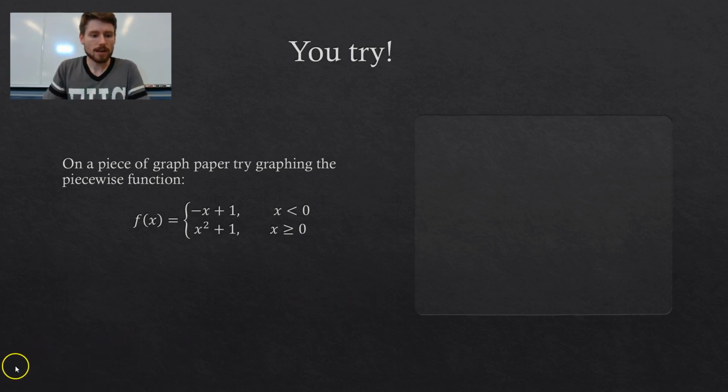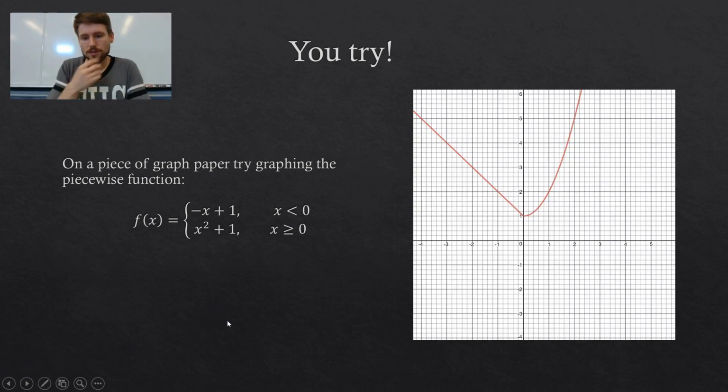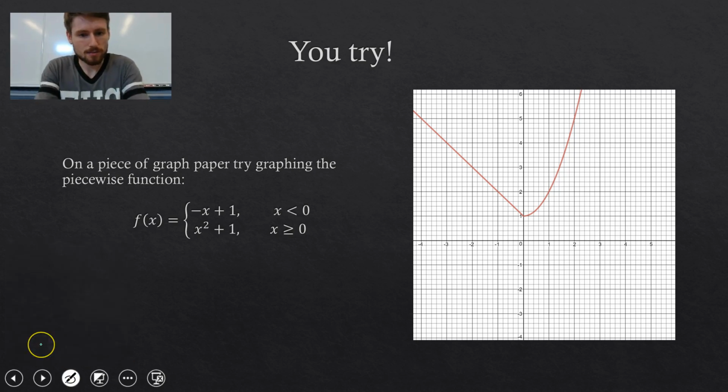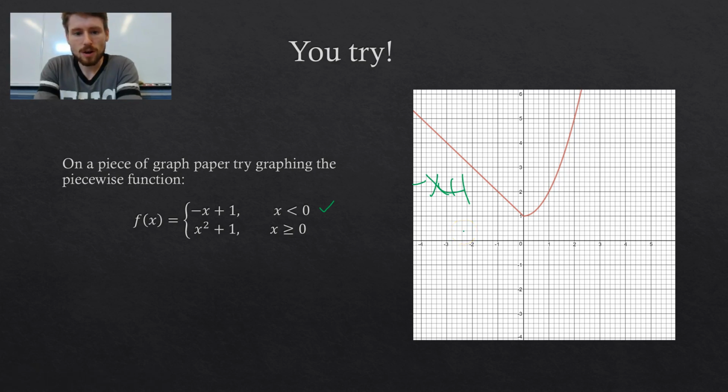So I'll pause the video and then you try to graph this one, and you can check your work in a minute. All right, let's review the answer. So the first function, negative x plus 1, is just a linear equation with a slope of negative 1 and a y-intercept of 1. Let's mark this green part. This is negative x plus 1, and you can see its slope is negative 1.